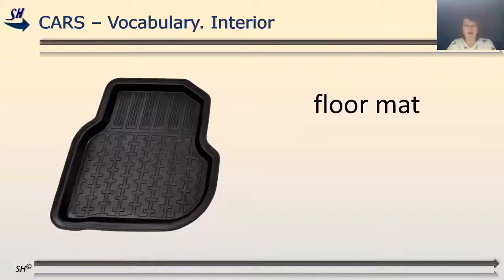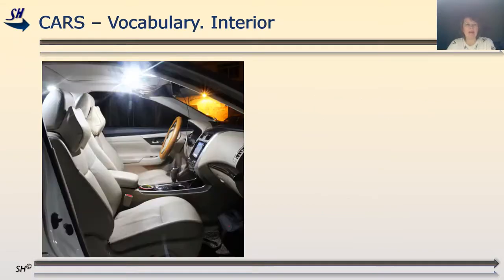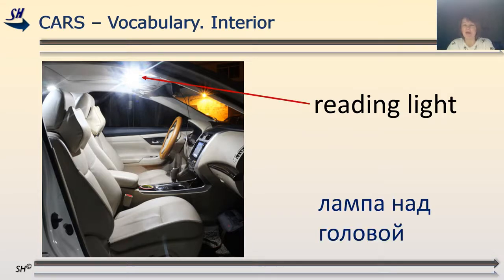Right. On the floor, we can see a floor mat. Normally, it's made out of rubber. Floor mat. What else do we have? This light on the ceiling, that you have the button to switch on, is called a reading light, as if you are planning to read in a car. So reading light, very bright light, helping you to see something better inside of a car.